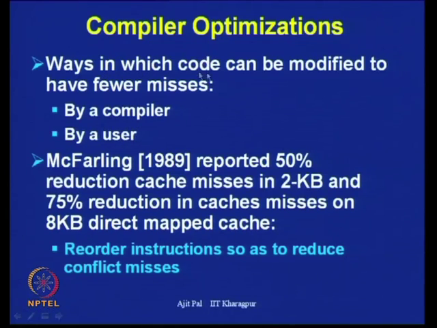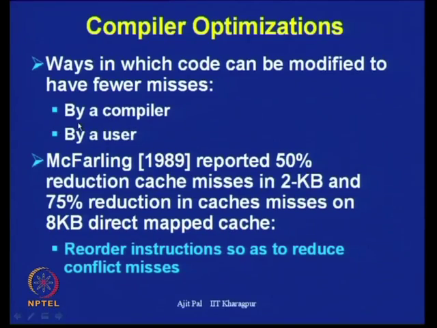So, ways in which code can be modified to have fewer misses. That means, so far what we have discussed, those are to be implemented in hardware, and programmers or compiler writers are not bothered about that. Either you will increase the size of the cache, or you will increase the associativity, or increase the size of the block. So, all these things are related to change in hardware, and the programmers are very happy with that.